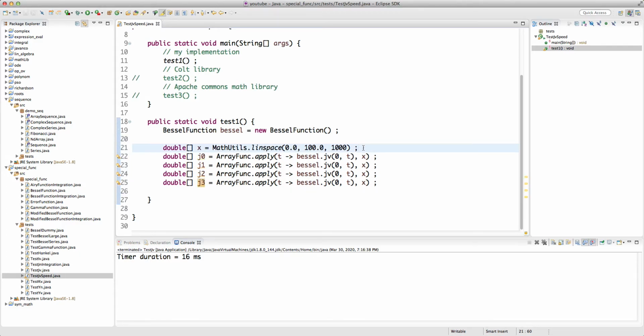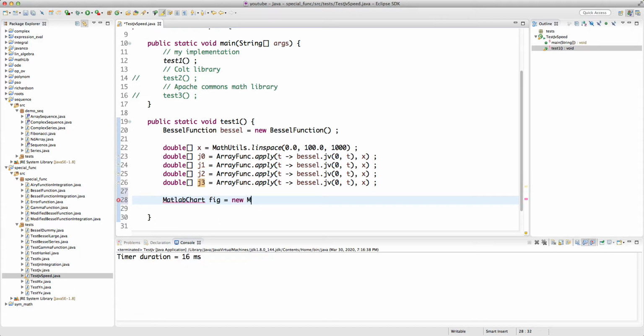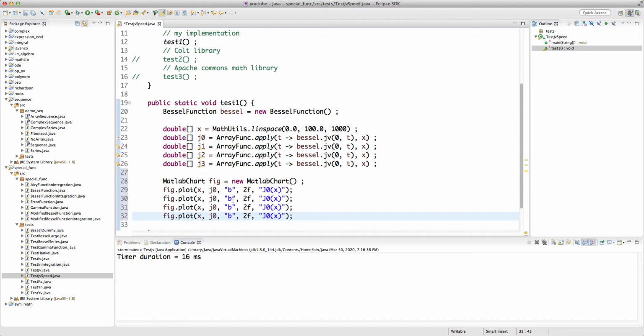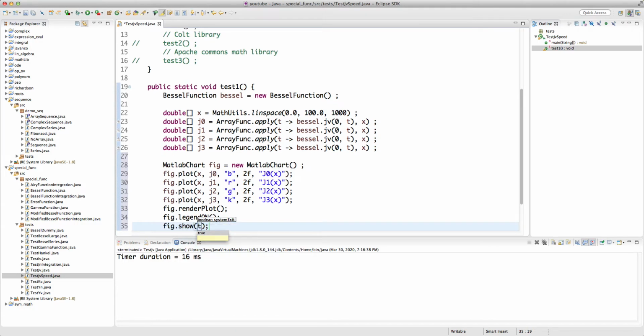All right, and let's also plot them just for the fun of it. MatlabChart fig, new MatlabChart, fig.plot x, j0 with color blue, and then j1, j2, j3 in red, green, and black. And then we're going to fig.renderPlot, fig.legend on, and fig.show with the exit flag.